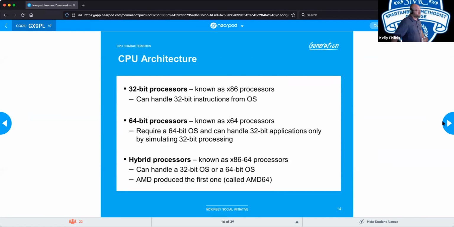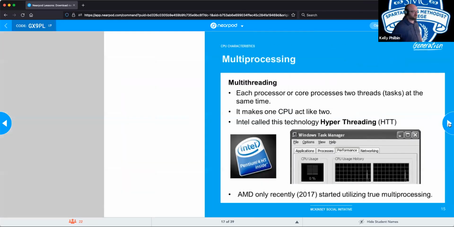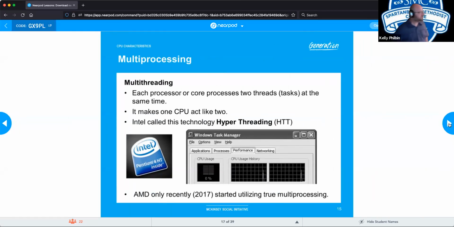So let me go ahead, pause it right here for a moment. Okay, moving along. Multi-threading. Beautiful technology.